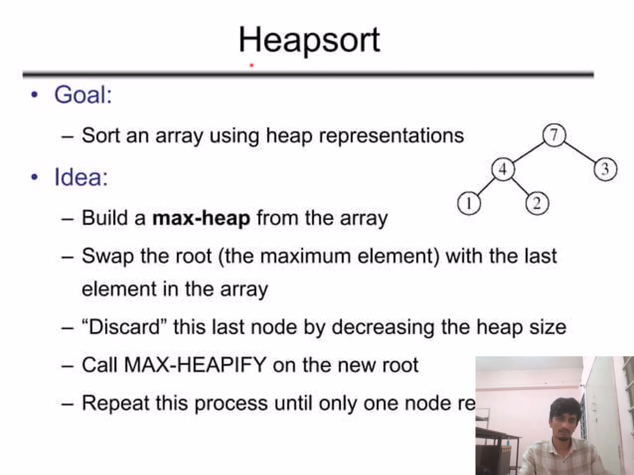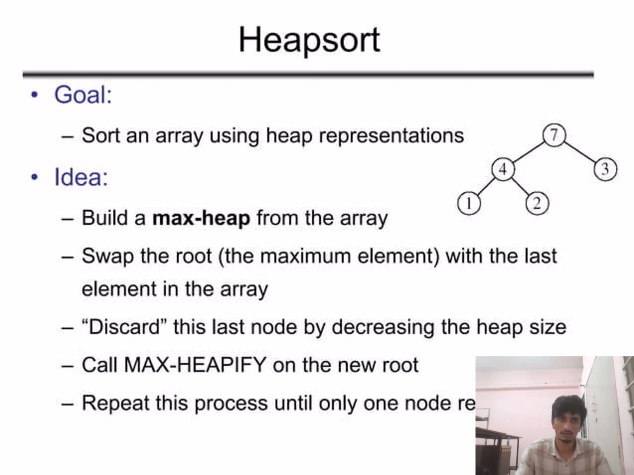Heap sort is a method where you can sort an array using heap representation. The idea is that you can build a maximum heap from an array, swap the root, the maximum element, with the last element in the array, discard the last node by decreasing the heap size, and call maximum heapify on the next root. Repeat the process until the root is fully finished.